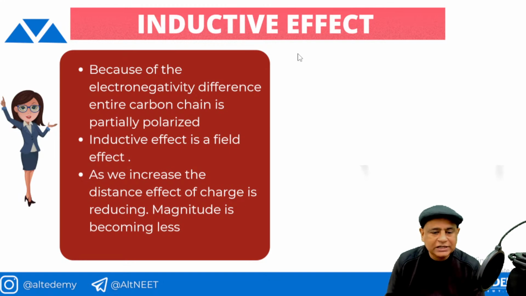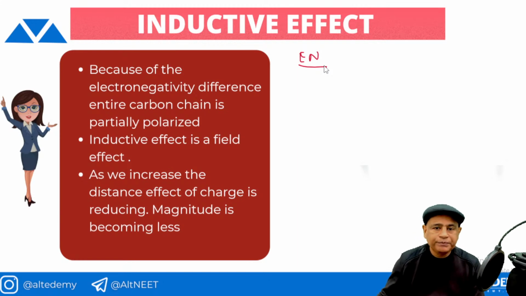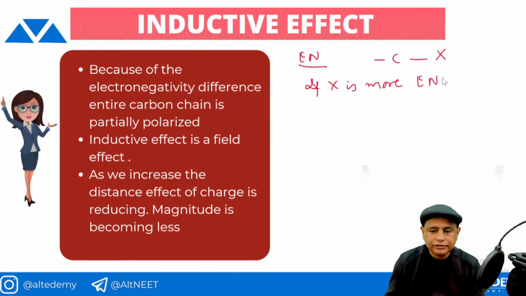We have all known about the concept of electronegativity, right? What is electronegativity? Electronegativity is the capacity or capability of a substance to attract the shared pair of electrons. Now, if with a carbon there is a substance X, and X is more electronegative than carbon, then X will create what? Minus I effect.